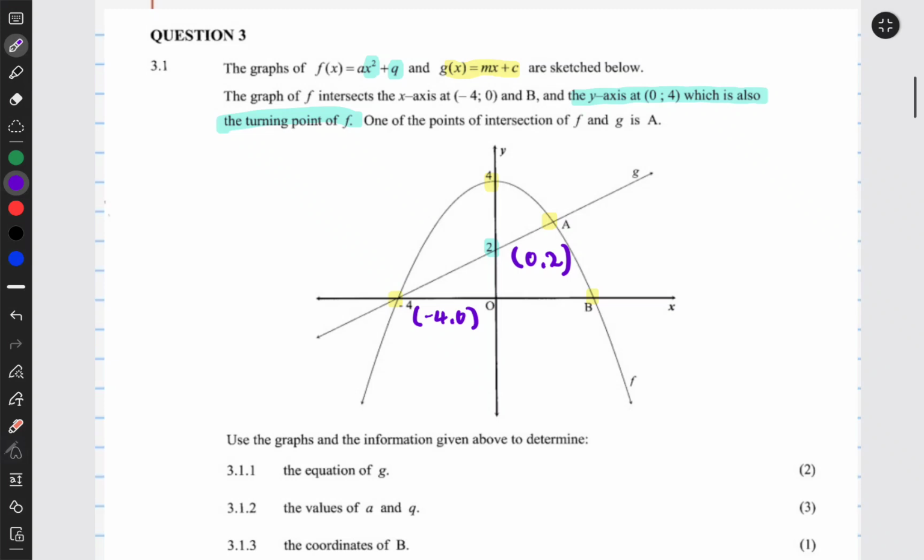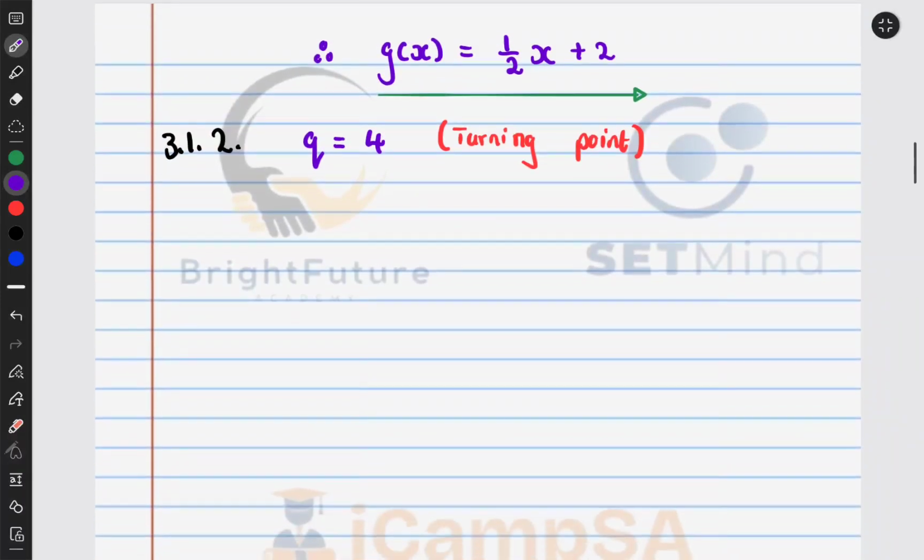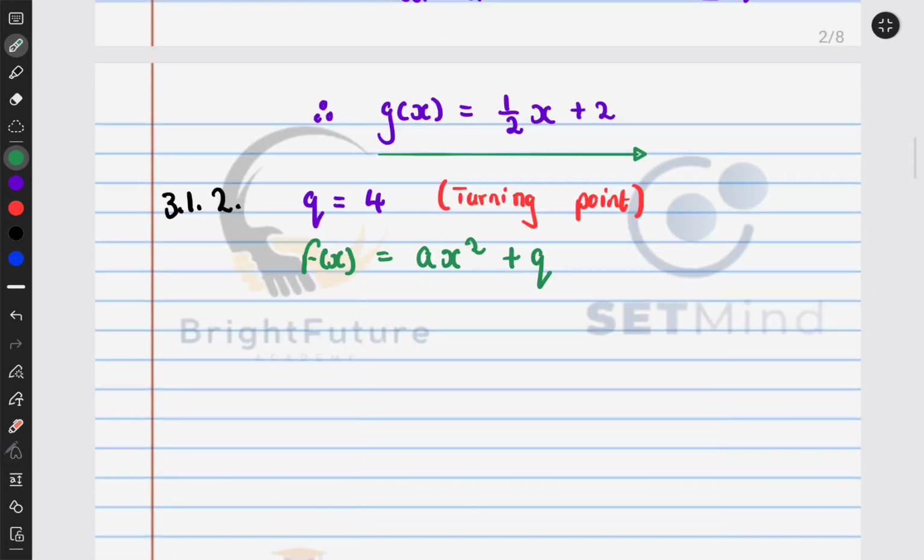Okay, and then next we have to find the value of a. Now what do we do in order to find the value of a? We have coordinates that lie on this function. First is the turning point, and also the other coordinates of -4 and 0. The coordinates of -4 and 0 also lie on the parabola. So in order to find the value of a, we're gonna say what? f of x is equal to ax squared plus q. Our q, we know, is 4.